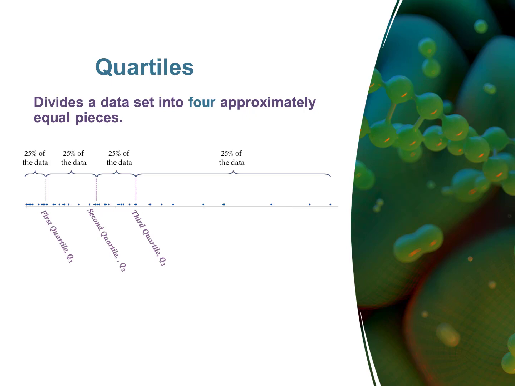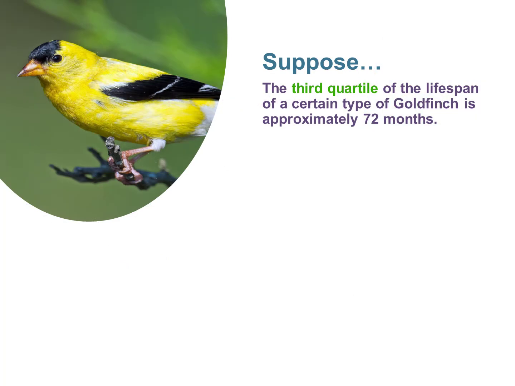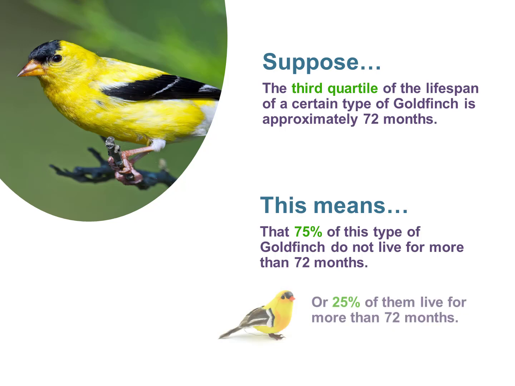Sometimes it is useful to divide a dataset into more than two pieces. We do this with what's called a measure of position, the quartiles. Quartiles divide a dataset into four approximately equal pieces. For example, suppose that we know that the third quartile of the lifespan of a certain type of goldfinch is approximately 72 months. This means that 75% of this type of goldfinch do not live for more than 72 months. Alternatively, we could say that 25% do live longer than 72 months.